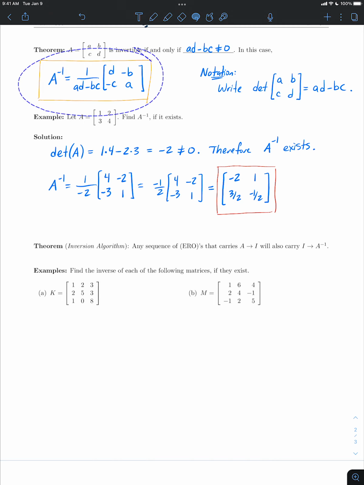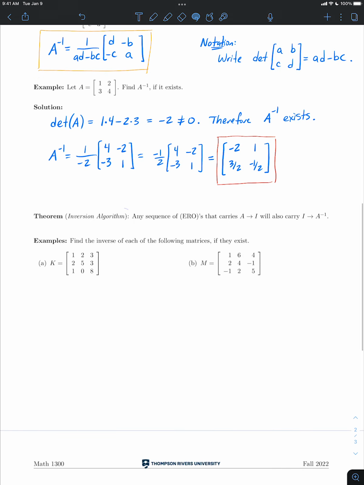So what we do instead is we describe a process that you can follow to find the inverse and also determine whether it exists. This theorem is referred to as the inversion algorithm. The theorem itself is really just a statement of fact more than an algorithm, but there's an algorithm that's implied by the statement of this theorem, and that's why. We'll look at that algorithm in a moment, but for now, let's read this statement.